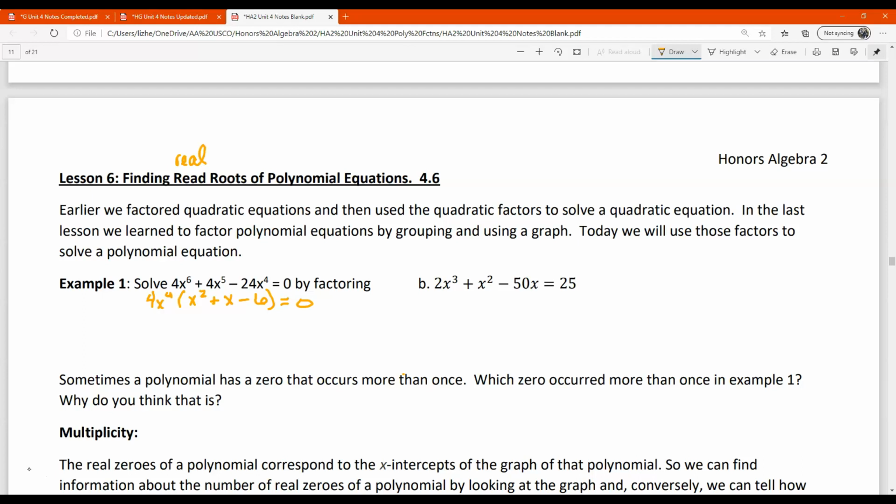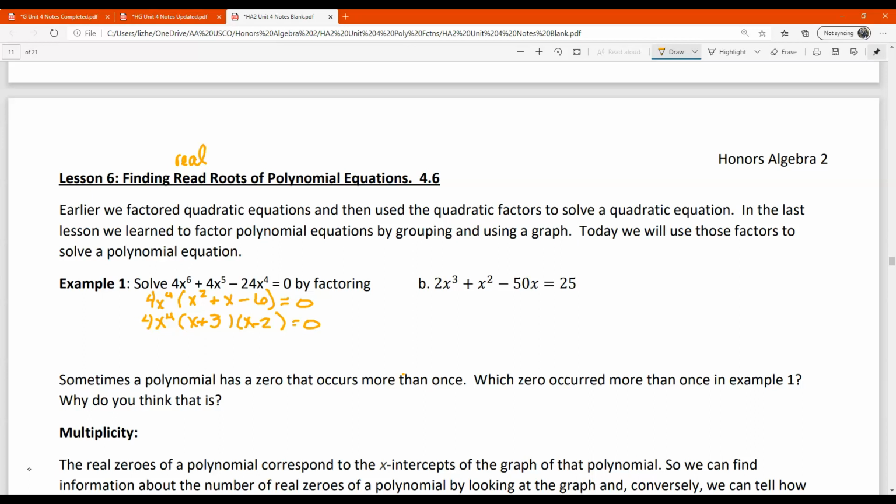Once you have factored out that common monomial, you look at what's left, and that's a quadratic, which is quite convenient because you know how to factor a quadratic. You're going to factor that quadratic, (x + 3)(x - 2), we would need to have a positive 3 and a negative 2, equals 0. And so now my polynomial is fully factored, and once it's factored, you can find your zeros.